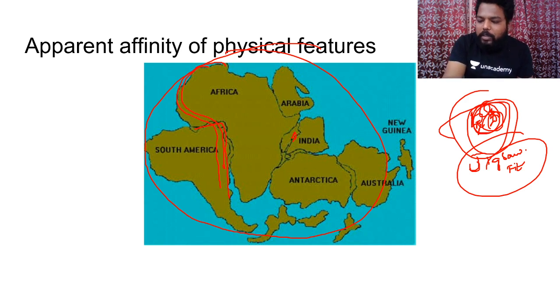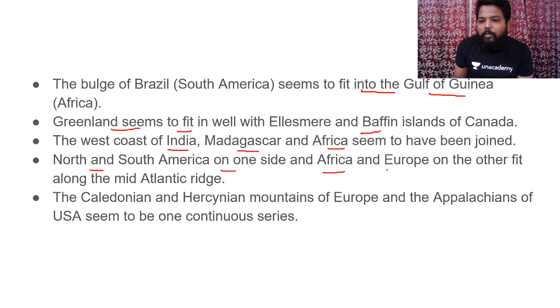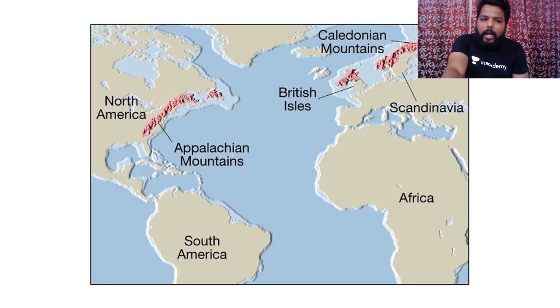Please try to see that once, you will 100% be able to guess the matching of all these continents as one single continent. Clear? If you see, the bulge of Brazil seems to fit into the Gulf of Guinea region of Africa. Greenland seems to fit in Baffin Island of Canada. The west coast of India, Madagascar and Africa seem to fit, and they resemble being joined. North America and South America on one side, and Africa and Europe on the other side, tend to fit. If you see, all these have similarities.